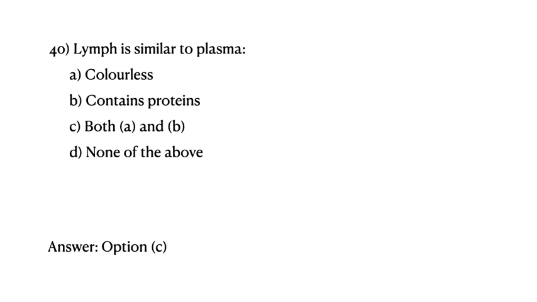Question number 40. Lymph is similar to plasma. Option A, colorless. Option B, contains proteins. Option C, both A and B. Option D, none of the above. Now here children, lymph is similar to plasma as it is colorless and contains proteins. So here option C is the correct answer, that is both A and B.